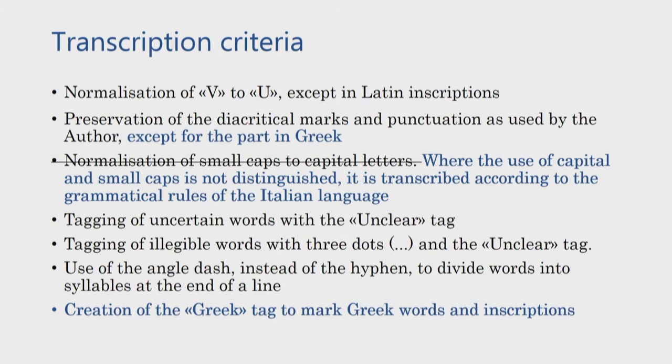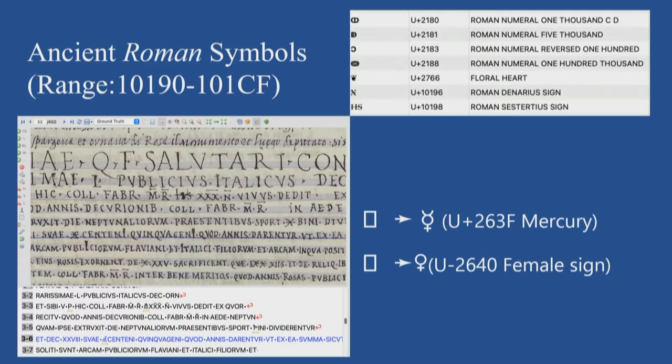Another minor modification that was done concerned the transcription of some ancient symbols used in Latin inscriptions. In the slide, you can see in the upper corner some of the symbols that were added using their Unicode to the virtual keyboard in Transkribus by clicking on the edit button.